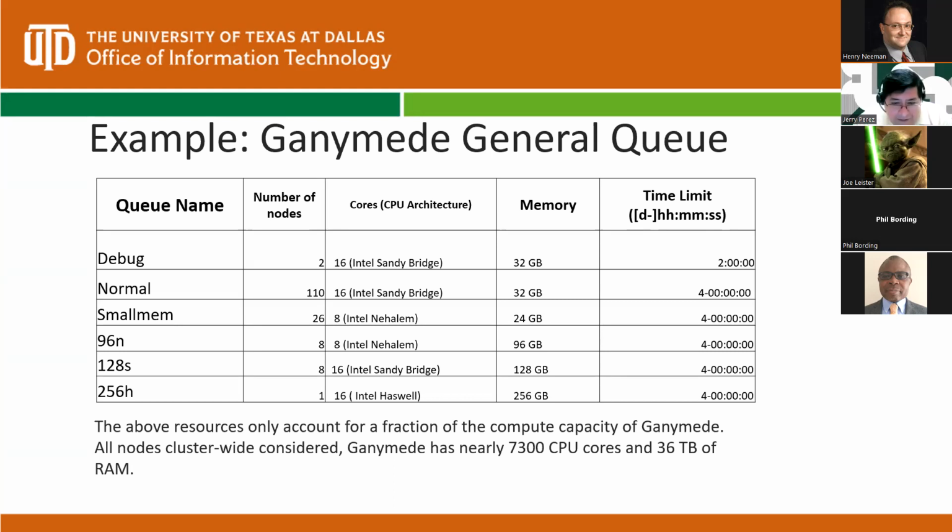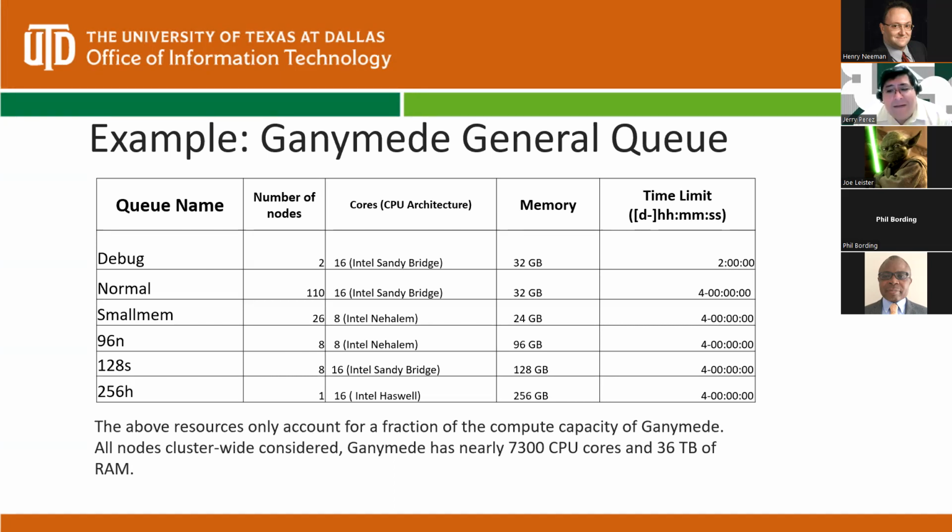And then we have some other queues where the memory incrementally increases. So we have a 96N, which stands for 96 gigabytes, and it's also an Intel Nehalem. We also have a 128S, which is a 128 gigabyte node, and it's Sandy Bridge. And then we have 156H, which is one huge Haswell, and it has 256 gigabytes.